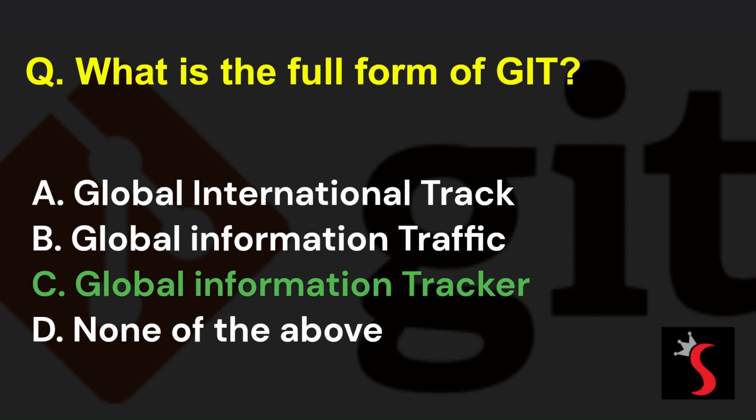The Git full form is Global Information Tracker, a powerful version control system widely used for software development and other collaborative projects. Git allows multiple developers to work on a project simultaneously while ensuring that their changes do not interfere with one another.